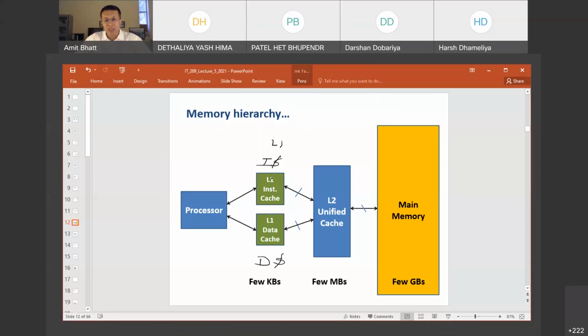As you see, L2 is much larger than L1, both instruction or data. In fact, it is greater than both of them combined, but it's a unified cache. That means it has both instructions and data inside it. And after L1, L2, L3, main memory, and hard drive are all unified. That means they can contain both data and instructions.